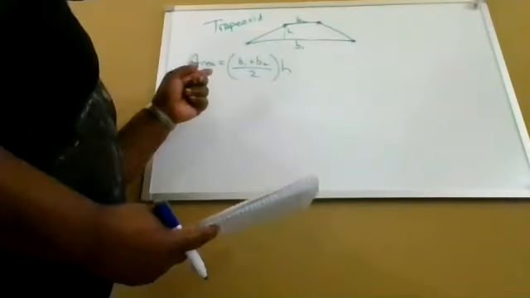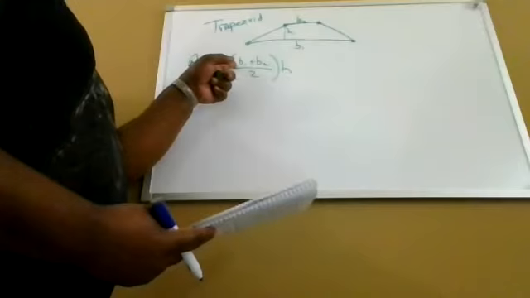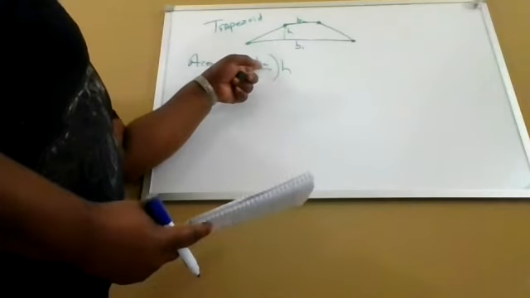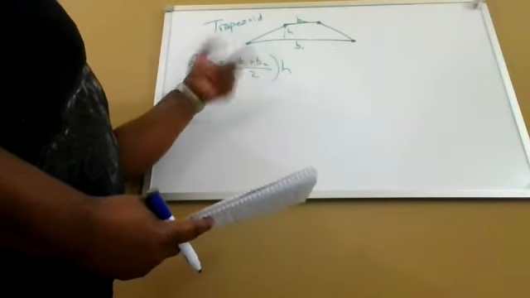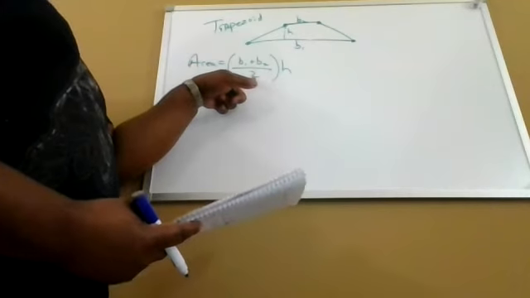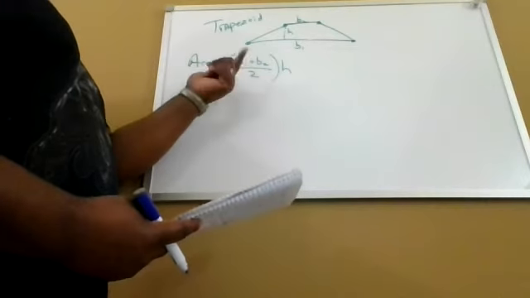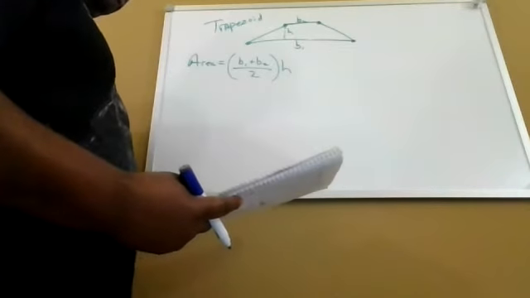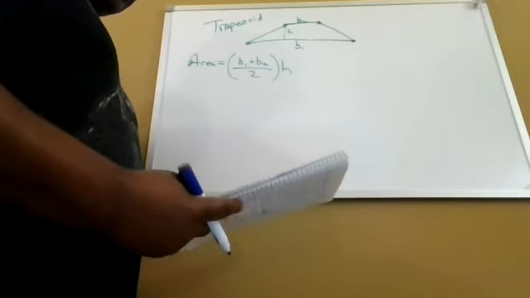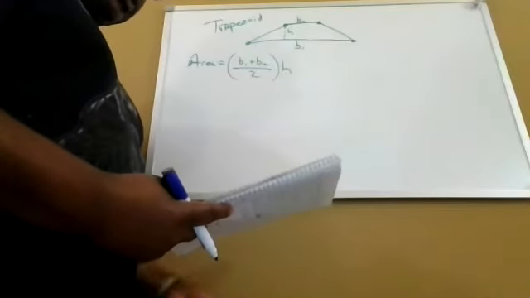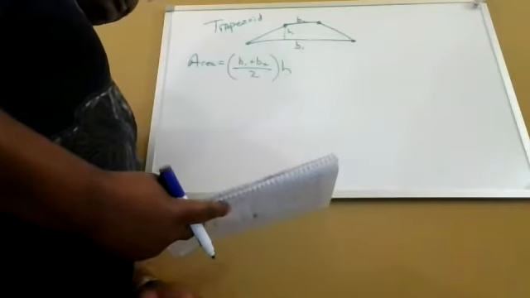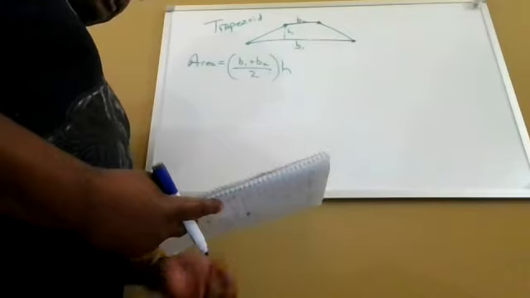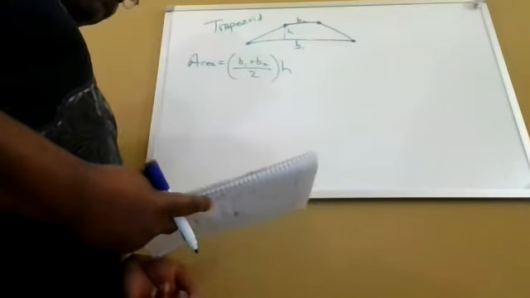What we do is we add base 1 plus base 2, get an answer, divide that by 2, and then multiply that times the height. In our next example, we're going to draw another trapezoid, put in some numbers, and calculate the area.